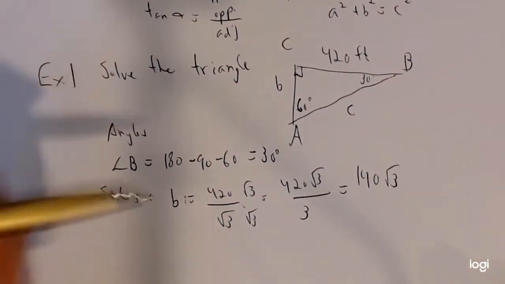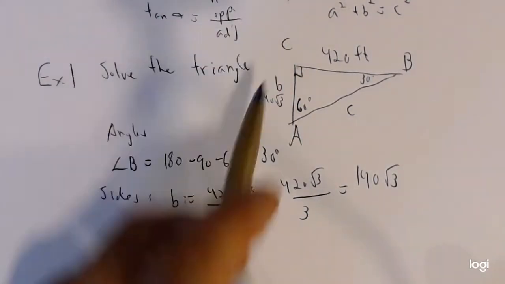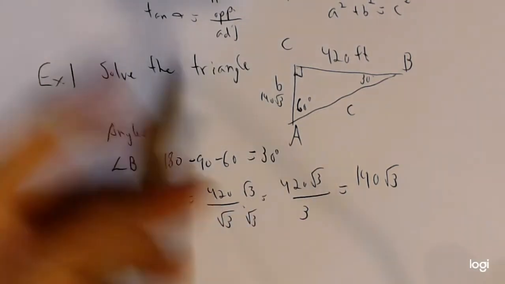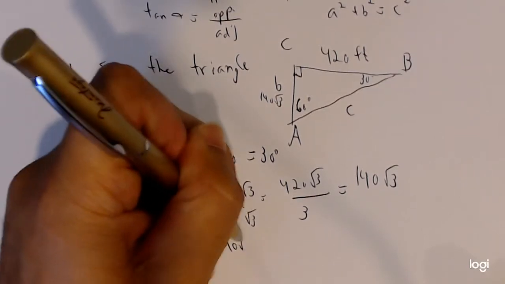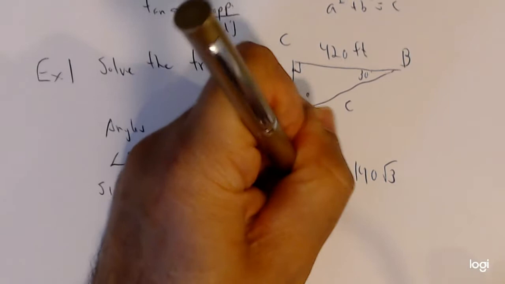Okay, and then here's what we know. Once I know that the shorter leg is 140 rad 3, if you remember, to get from the shorter leg to the hypotenuse, all I have to do is just double this. So to find C, that just becomes 2 times 140 rad 3, which is 280 rad 3.